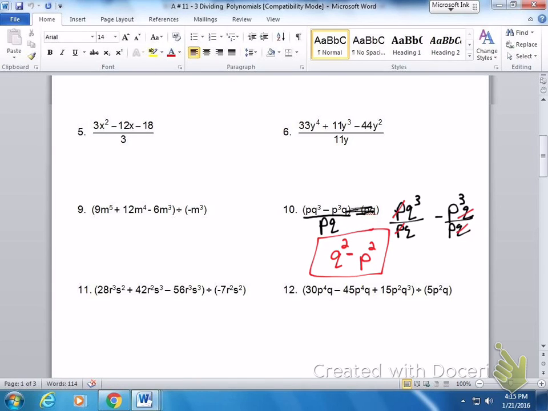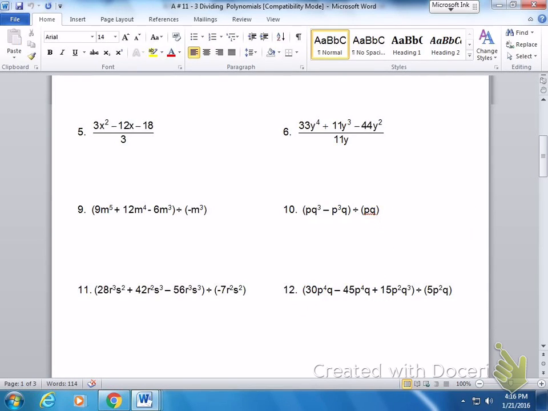Now, if we look at number 12, just remember to rewrite it. And I'm going to rewrite it like this. I'm going to go ahead and split them up. It's 30p to the 4th q divided by 5, p squared q. Negative 45 and that stuff divided by 5, p squared q. And then 15 divided by 5, p squared q. Remember to do your numbers, then move to your p's and then your q's. There's no reason to miss the numbers on that one at all.